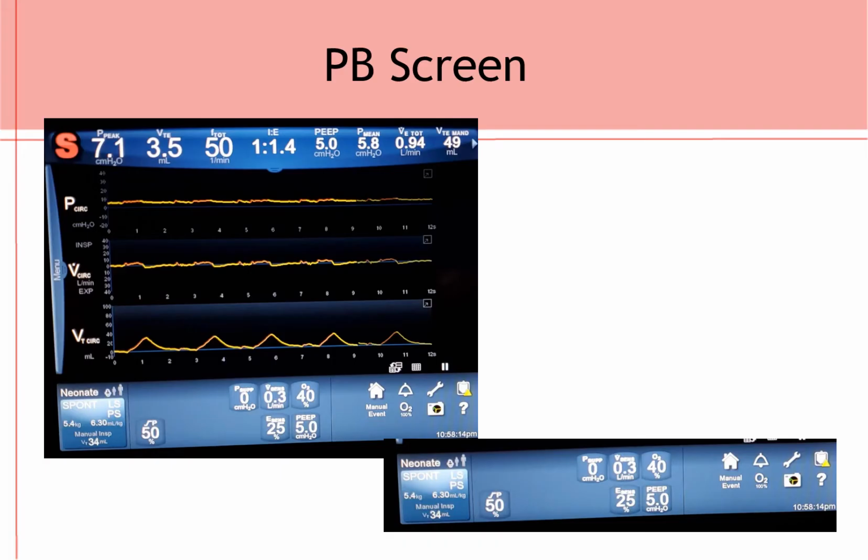So we'll start off with the Puritan Bennett screen. With the Puritan Bennett screen, we're going to focus quite a bit on the lower portion of the screen for right now. As you can tell, we are selected into a spontaneous mode, which is in the bottom left corner. We'll go over the various settings: the pressure support, which here is dictated with a 0, the flow sensitivity, the fraction of inspired oxygen, as well as the PEEP, which in this instance is dialed in at 5.